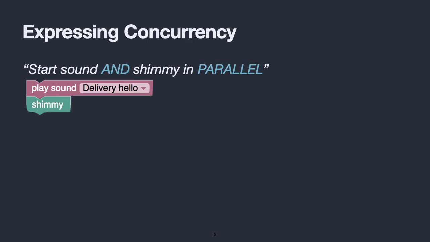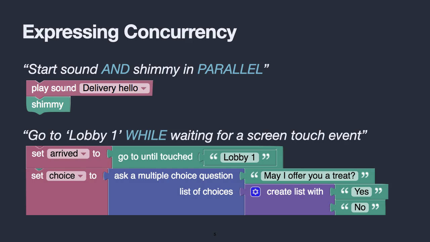Existing block-based programming interfaces support concurrency in ad hoc and inconsistent ways. For example, to make a robot play a sound and shimmy at the same time, robot action blocks like play sound should be non-blocking, meaning it should start playing the sound and move on to the next block immediately after. At the same time, making a robot navigate to a location while allowing for a human to interrupt its navigation requires special blocks like go to until touched that combine an action with a perception event.